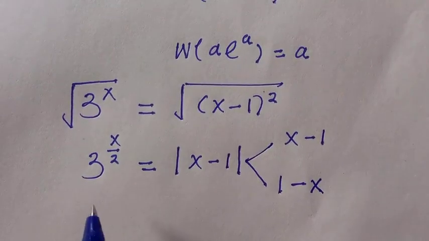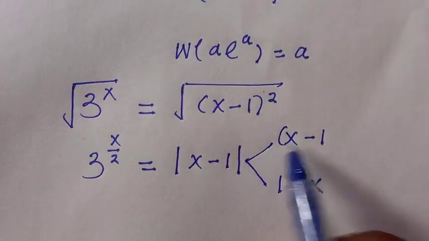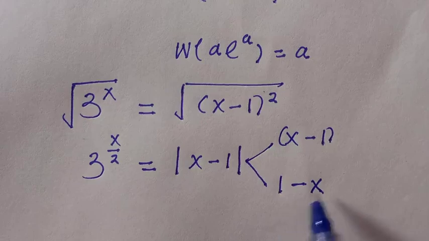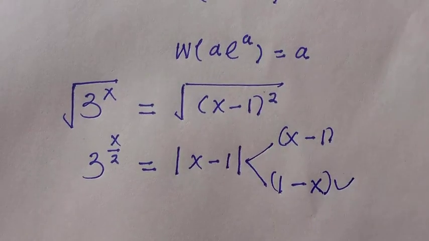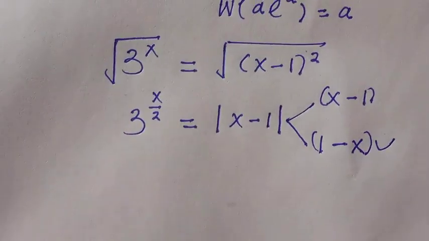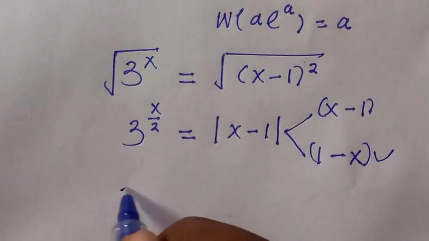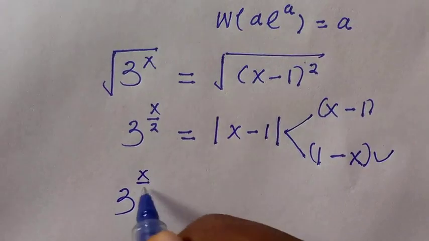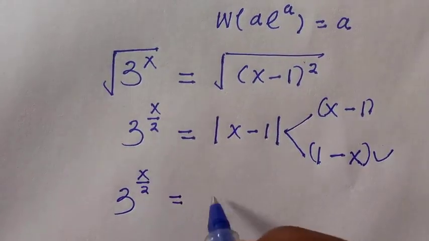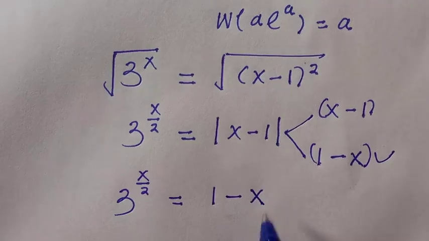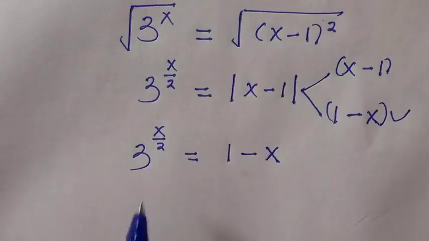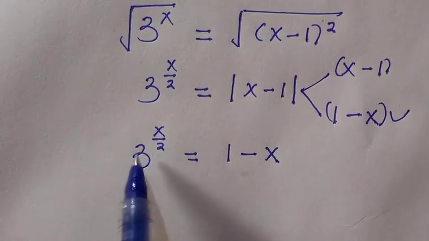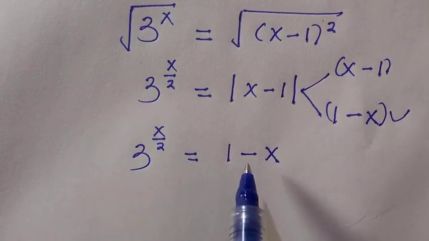For these equations, x minus 1 will not satisfy this, and we are going to work more on 1 minus x. Alright, we have 3 to the power of x over 2 equals 1 minus x. So I'm looking at these two sides. Suppose I let this one be f of x and I let this one be g of x.